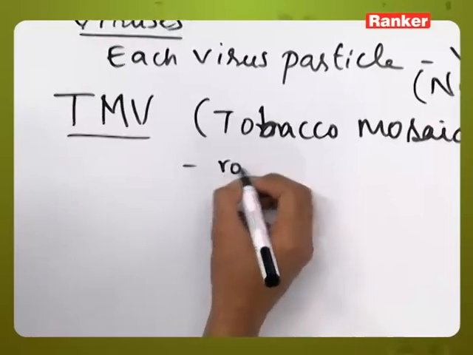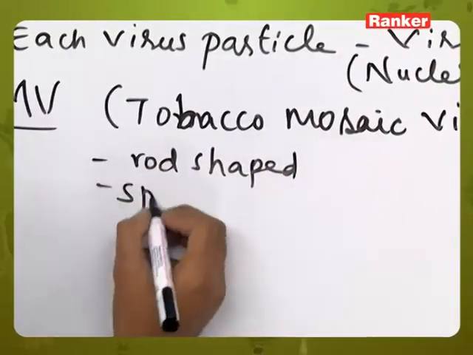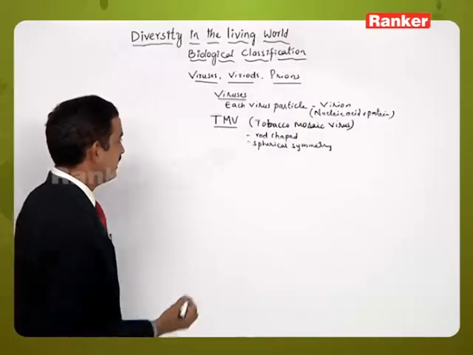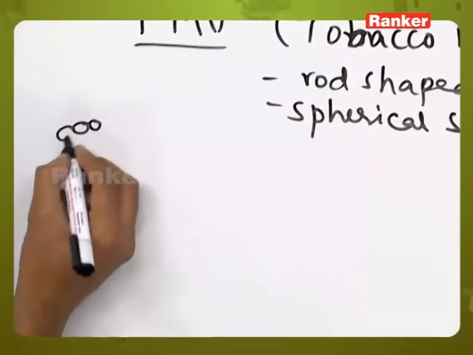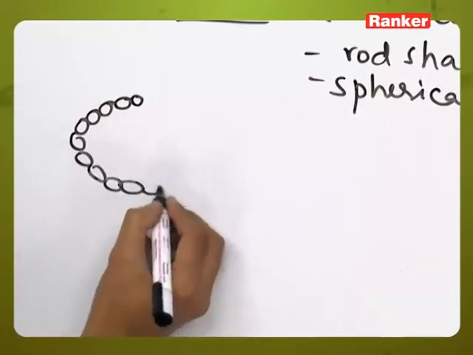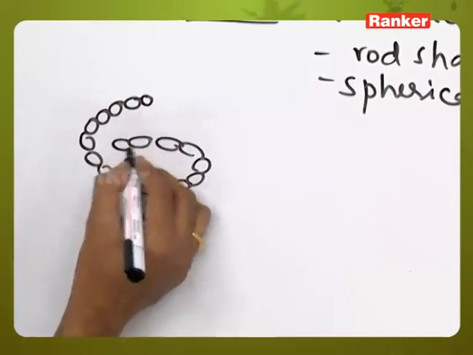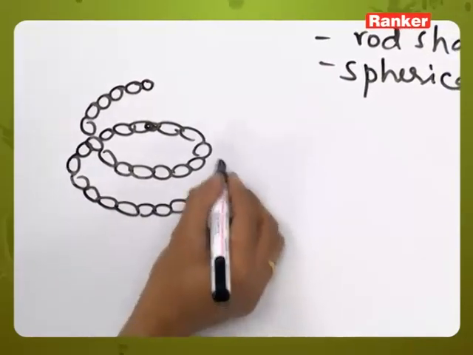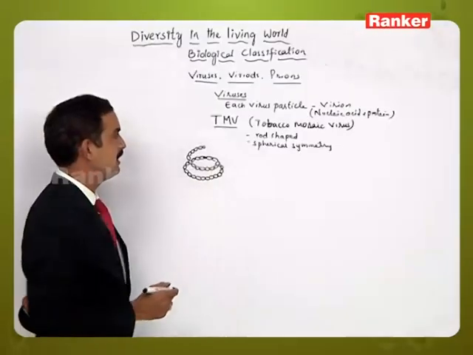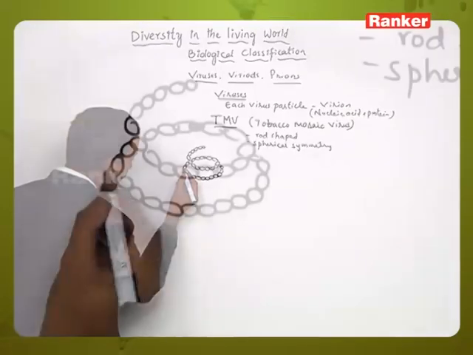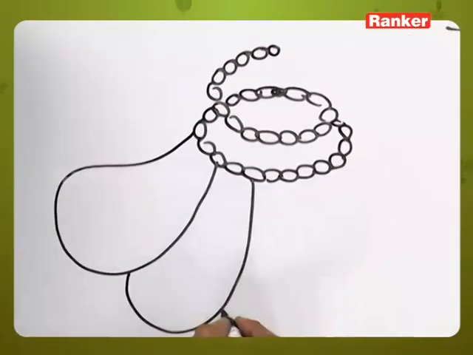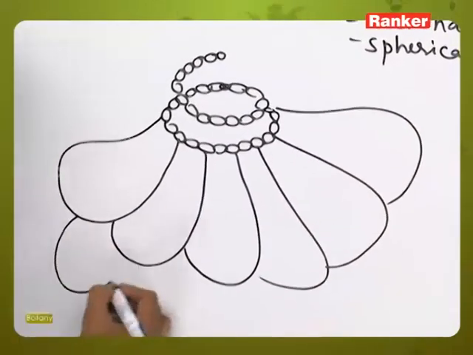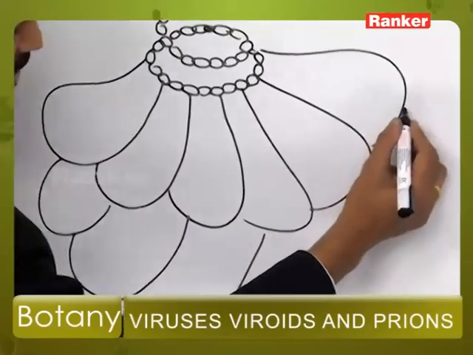This TMV is rod shaped with helical symmetry. In the rod shaped structure, we can see the helical nucleic acid which occupies the core region, the central part of the virus. This is the chain structure formed by the single-stranded RNA, and around it we can see the presence of capsomers, the protein part, made up of individual units, and the entire protein part is called the capsid.